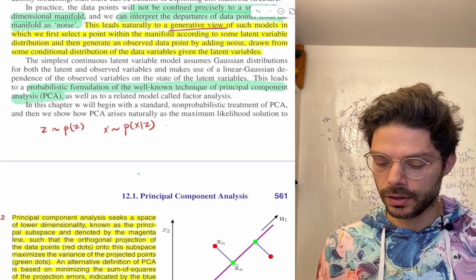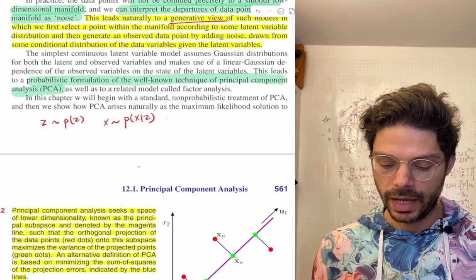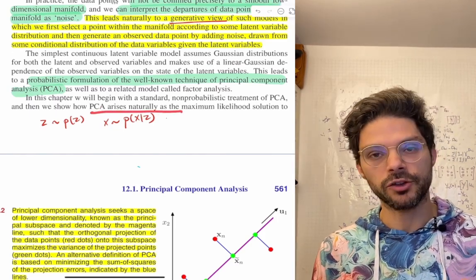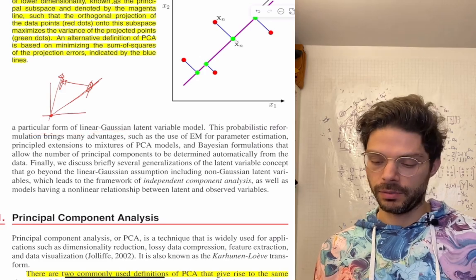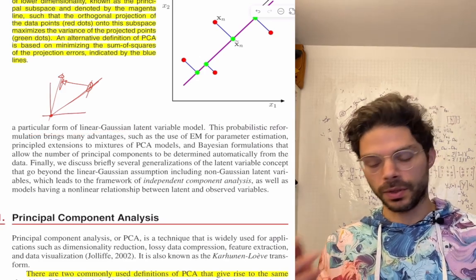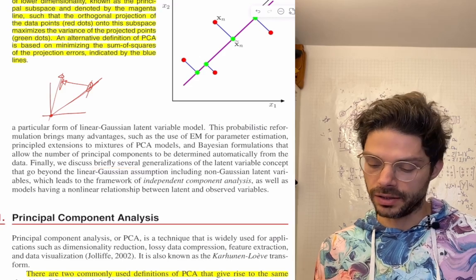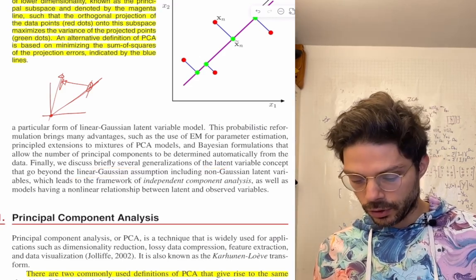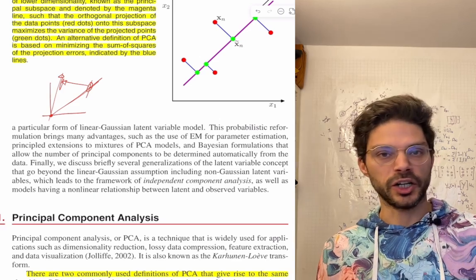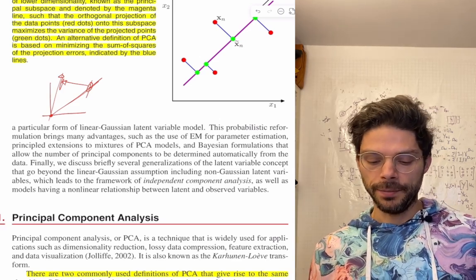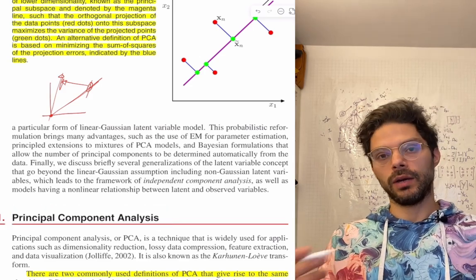So what we're going to start with is a standard non-probabilistic treatment of PCA. We're going to derive it the way that it was originally derived, and then later on we're going to show that it arises naturally as a maximum likelihood solution to a particular form of linear Gaussian latent variable model. Viewing things from that perspective is going to bring lots of advantages, which we'll discuss. And then later on, we're going to generalize this beyond the linear Gaussian assumption and talk about things like independent component analysis, kernel PCA, nonlinear autoencoders, etc. But the first chunk that we're going to talk about is PCA and deriving it the way, kind of one of the ways, it was originally derived.